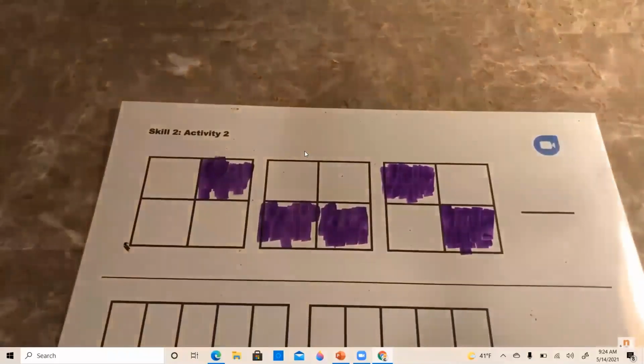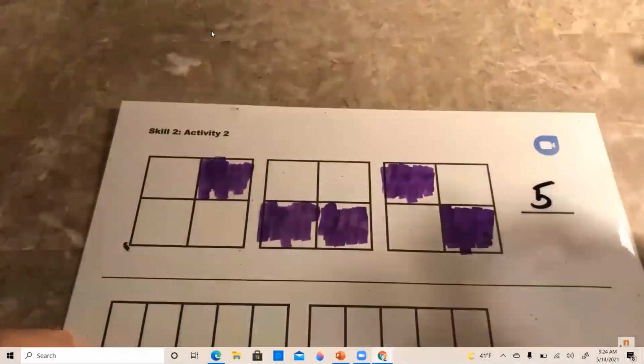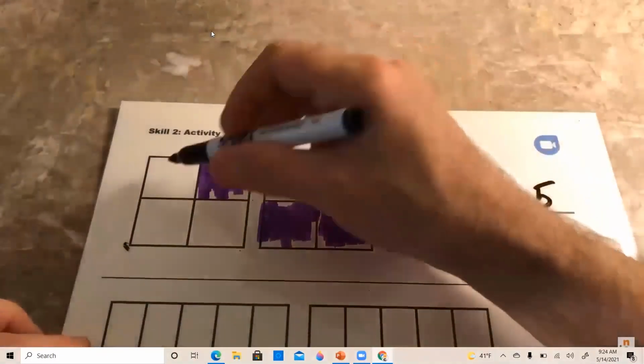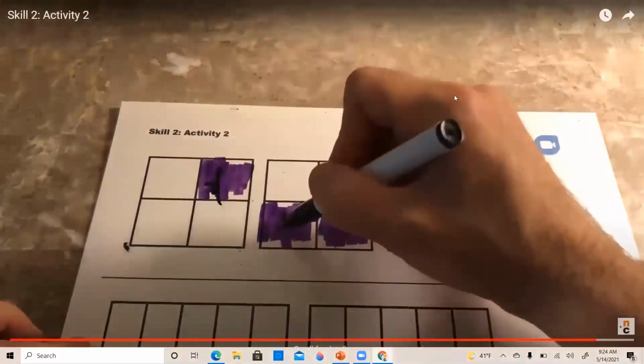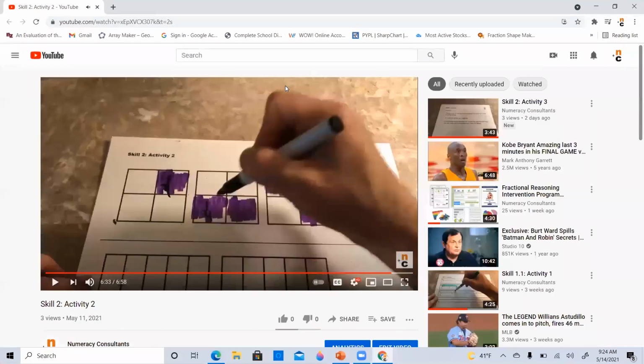And then once they do it, they have to go through and say, okay, how many do you have? 1, 2, 3, 4, 5. I have 5. And then what did I just count? Well, each one of those, there's 4. They all work together. So this would be a 4th, and this would be a 4th. Okay, and that's just it.